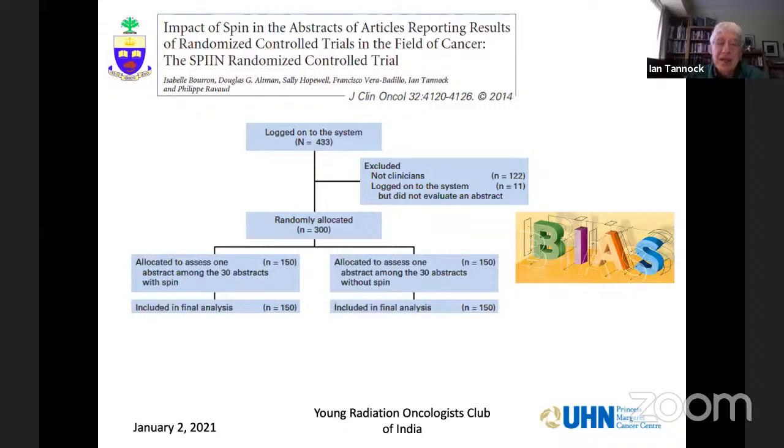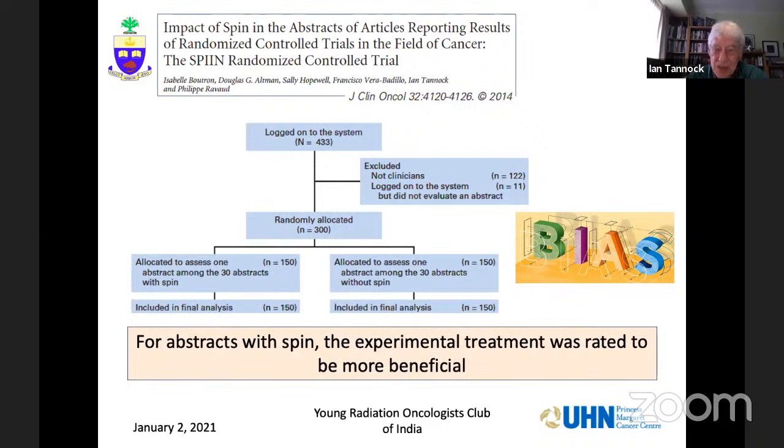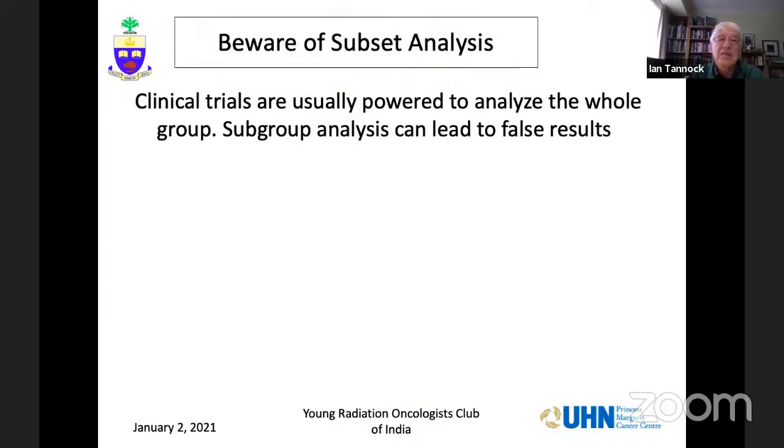And then we had 300 oncologists, people who publish and write about cancer, and we sent them at random an abstract with spin and an abstract without spin. And then we assessed their opinion as to the value of the treatment that was being looked at. And what was found was that for abstracts with spin, the experimental treatment was rated to be more beneficial. So we are subject to bias and to spin, and we have difficulty in separating the results of the trial from the bias that is present.